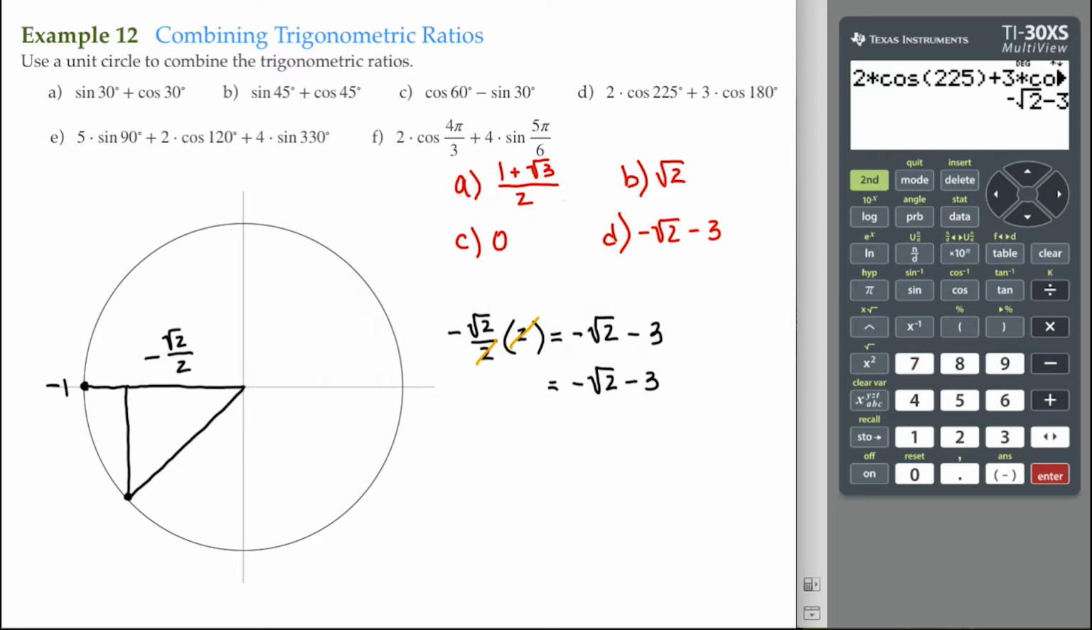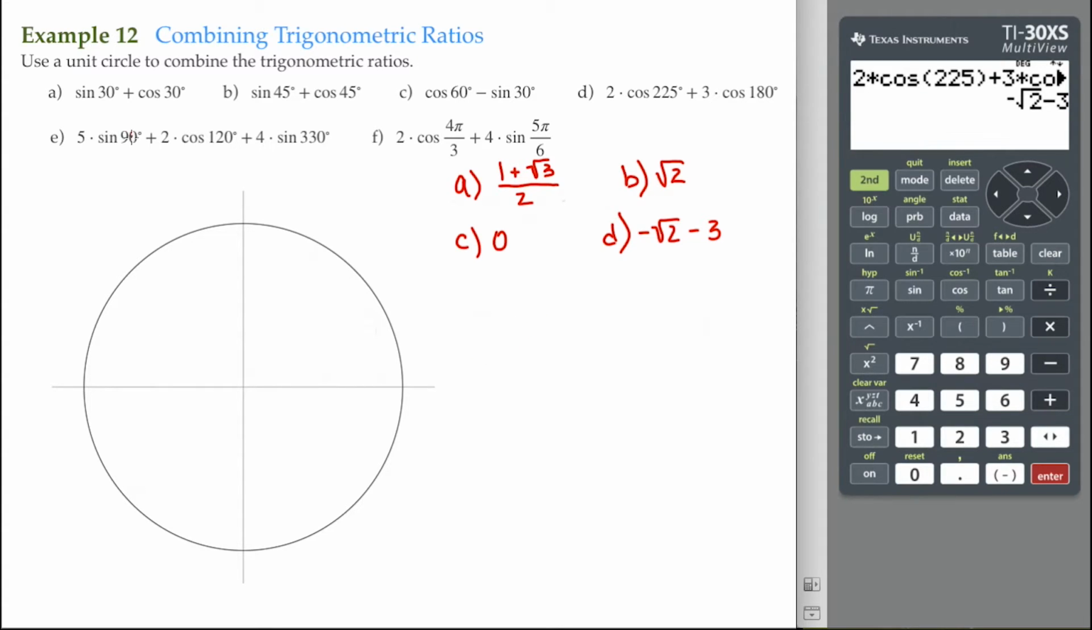We'll move on to E. The sine of 90 degrees. Here's 90 degrees right here. The sine, of course, that's the vertical, right? So that's 1. 5 times that. So this winds up being 5. So 5 times the sine of 90 degrees is 5.